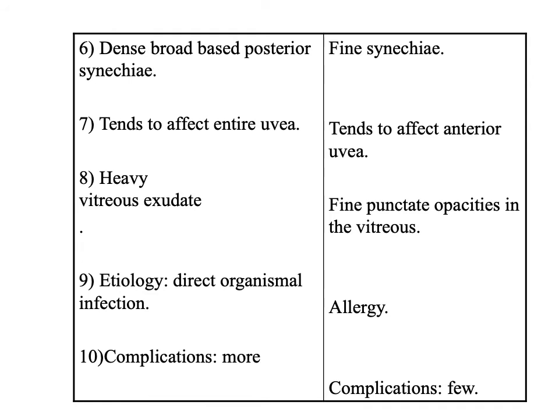Another comparison between granulomatous and non-granulomatous pathological types of uveitis. In granulomatous type, dense, broad-based posterior synechiae tend to affect the entire uvea, with heavy vitreous exudation. The etiology is direct organismal infection, and it is more commonly associated with complications. But in non-granulomatous type, fine synechiae tend to affect the anterior uvea, with fine punctate opacities in the vitreous. The etiology may be allergy, and complications are few.